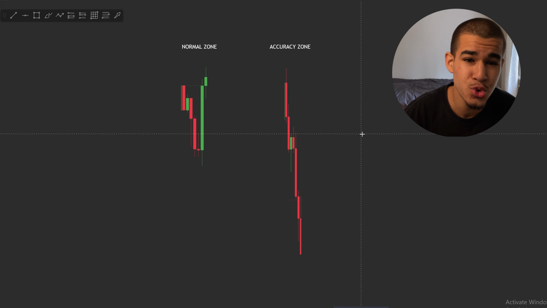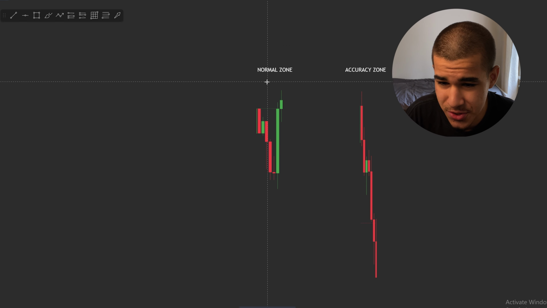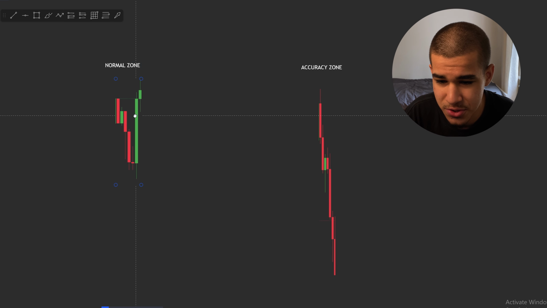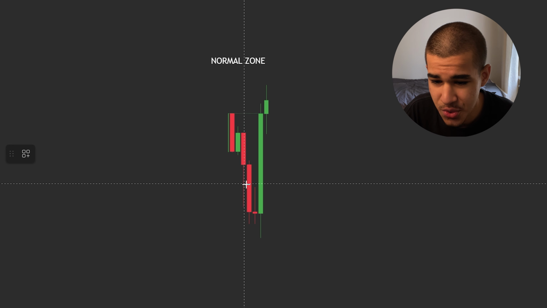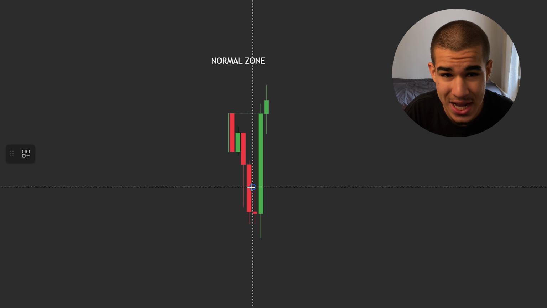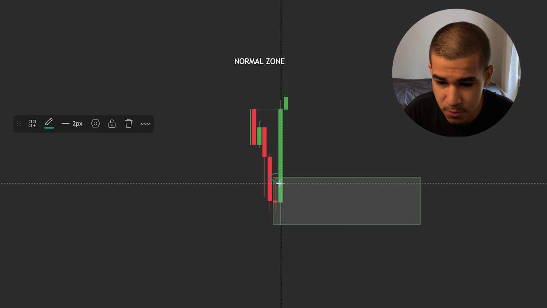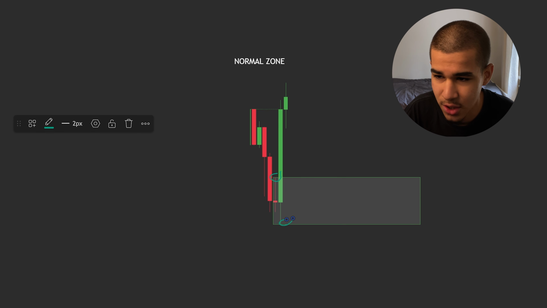So I've got 2 ways to draw your supply and demand zones. This is the normal way and this is the accuracy zone. So let me go over the normal zone. As you can see, you just draw it out from the first bearish candle after the strong move up. You draw it out from the lowest point it reached, and then just the full body with the wicks. Alright, you include the wicks.